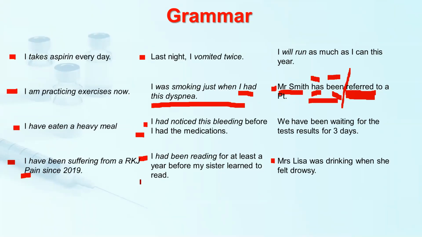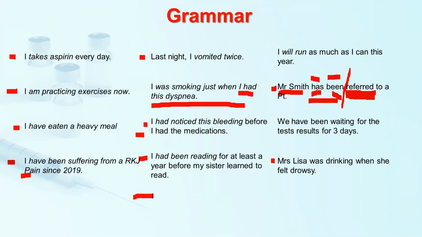And for this one: I had been reading for at least a year before my sister learned to read. It is in the past perfect continuous tense. It means that the first action occurred in the past for a period of time, then the second action started after it. Again, actually, this event had not ended at this point.